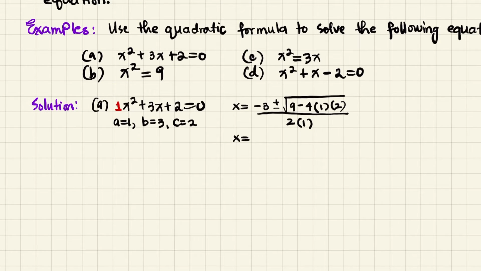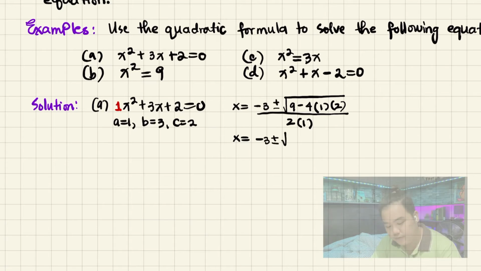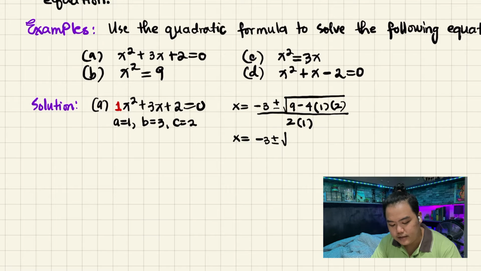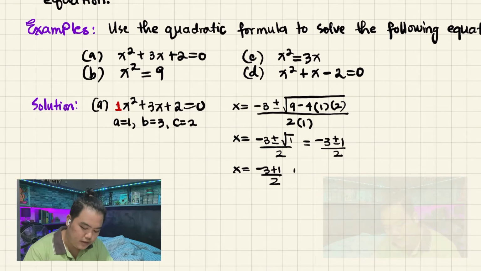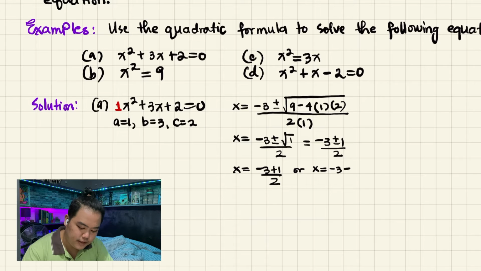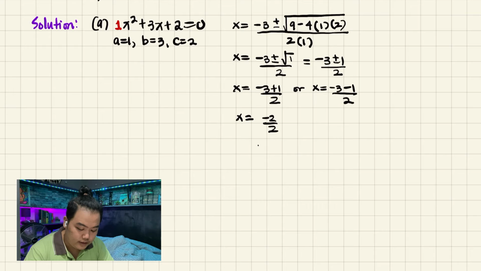So therefore, x is equal to negative 3 plus minus square root of, this is 9, ito ay 8. So 9 minus 8 is 1. So x is negative 3 plus minus 1 over 2. So dalawa yung magiging sagot. X is equal to negative 3 plus 1 over 2 or x is negative 3 minus 1 over 2. Tapos isi-simplify mo na lang bawat isa. So you get, sa una, this is negative 2 over 2 or x is negative 1.